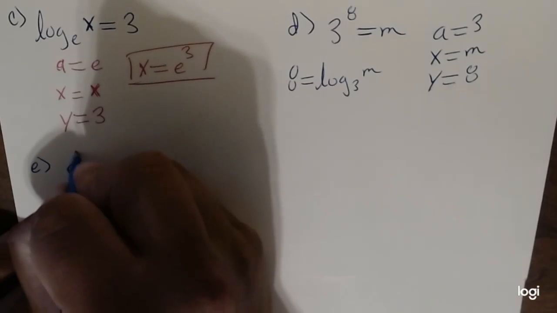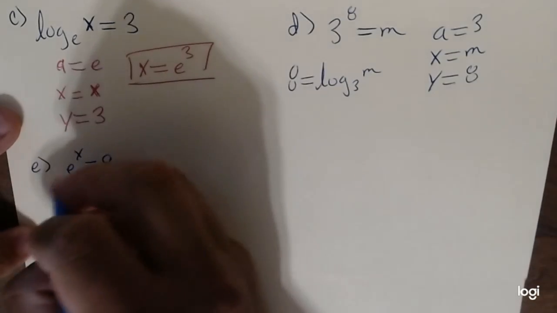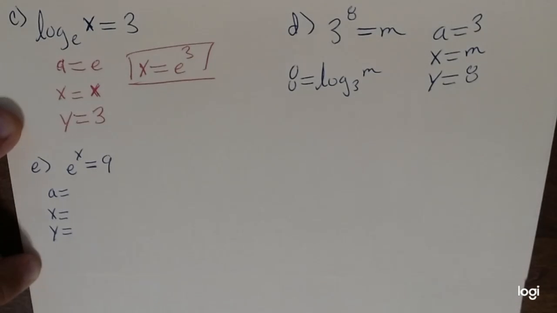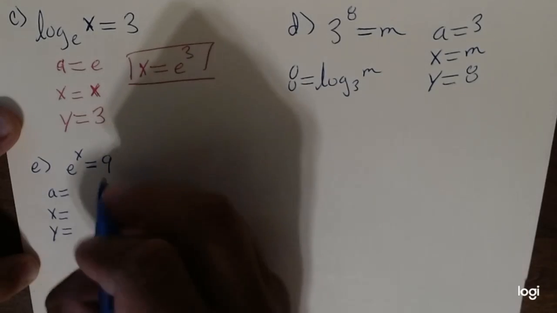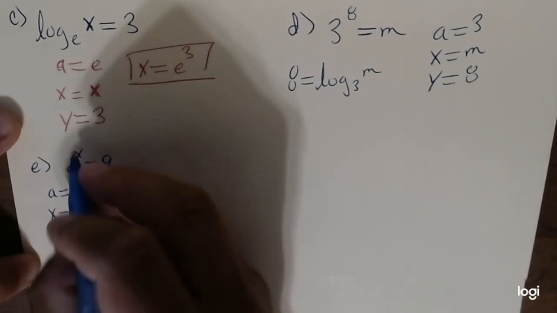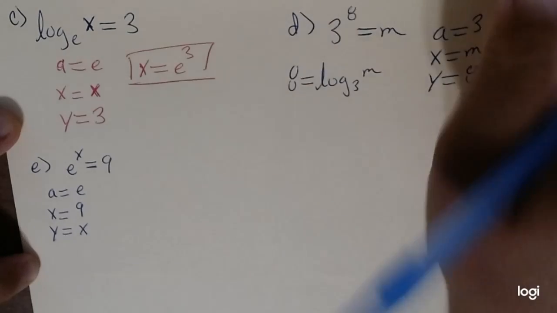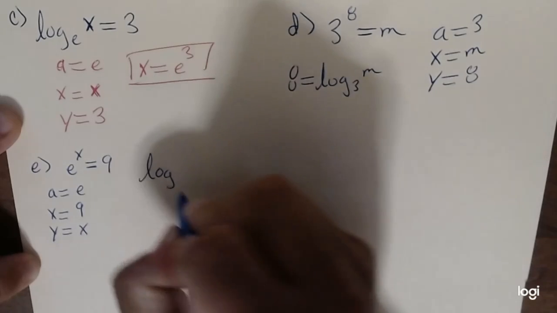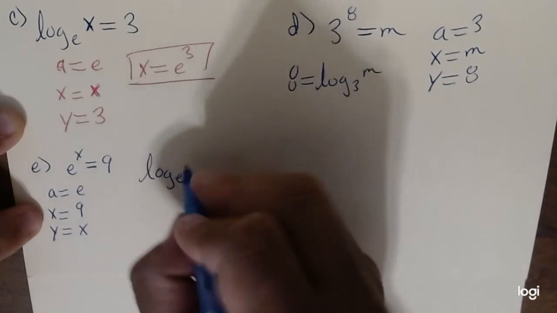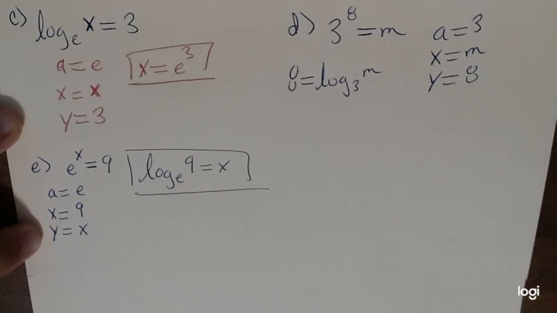Let's suppose we have e to the x equals 9. Okay, so same template. If we look back, x is what's equal to, so that's going to be 9. a is the base, which is e. And y is the power, in this case, x. So now if we write using the log form, it's going to be log of the base, which is e, of the 9 term, equals x, like that.